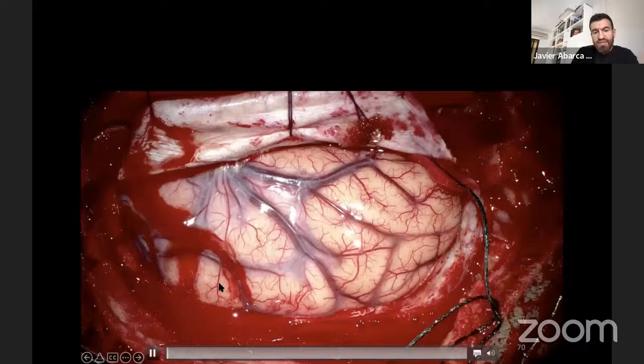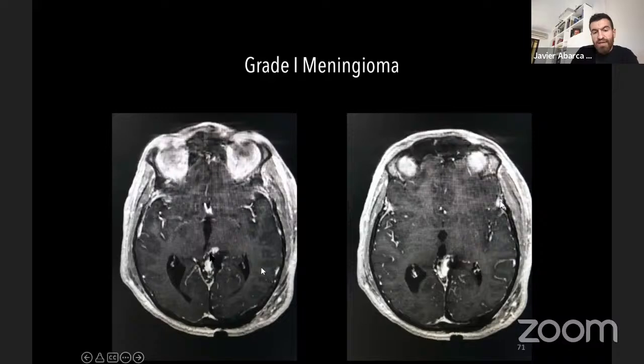After that, this was the MRI where some pieces of tumor were left here attached to the tectum, and the venous complex were on the other side of the approach.